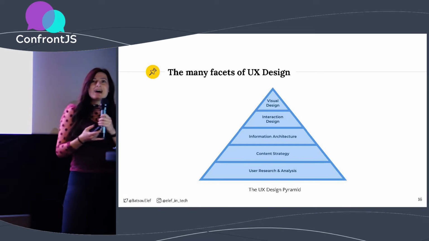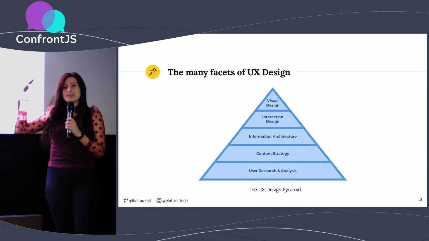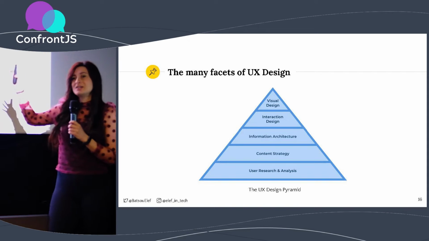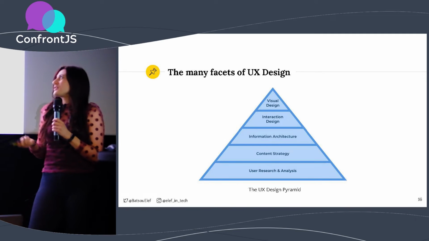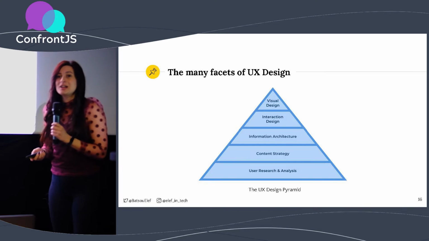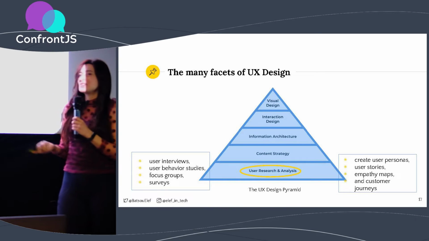All right, so now let's finally see what a UX designer does. I have here a pyramid with 5 stages. We will start from the bottom one to the top: user research and analysis, content strategy, information architecture, interaction design, and visual design. So on the first stage, we will start with user research and analysis.